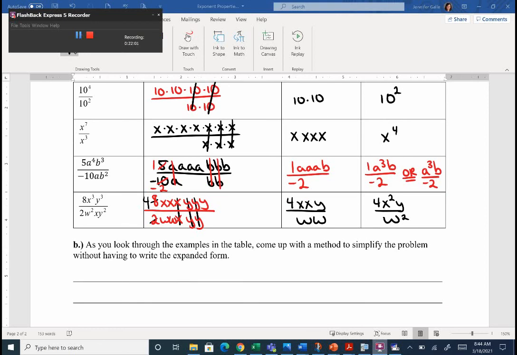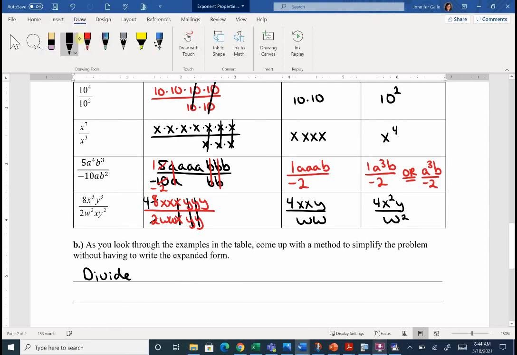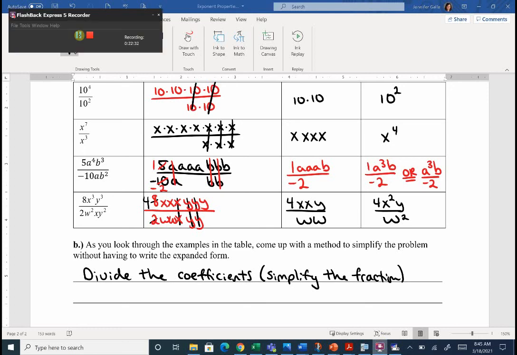All right, so we're going to divide the coefficients. And guys, I'm just going to put a little note here. That might just mean that we simplify the fraction. So when I had 5 over 10, that was 1/2. So divide the coefficients. It might just mean simplify the fraction. We'll take just a little pause there while you catch up. All right, so we divide the coefficients, which might mean just simplify the fraction.